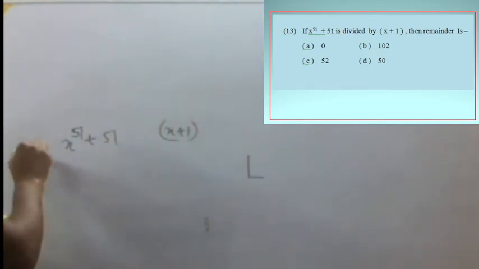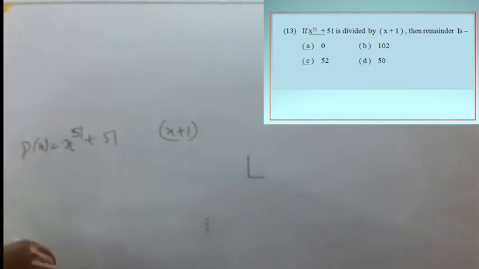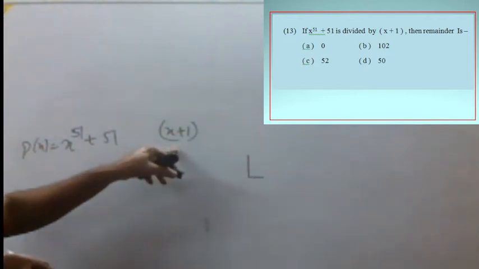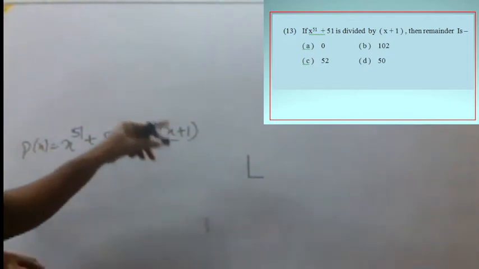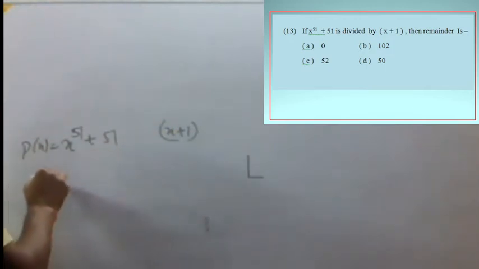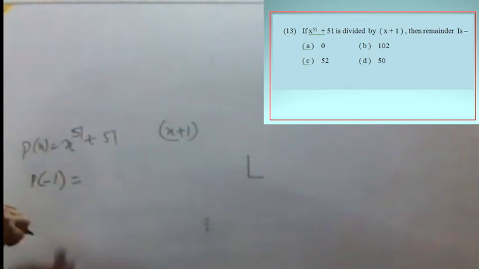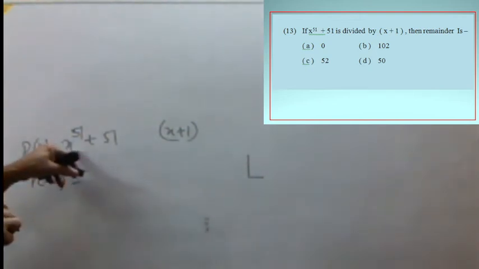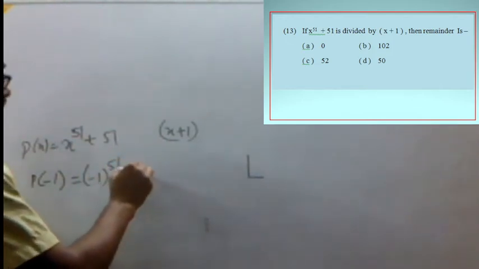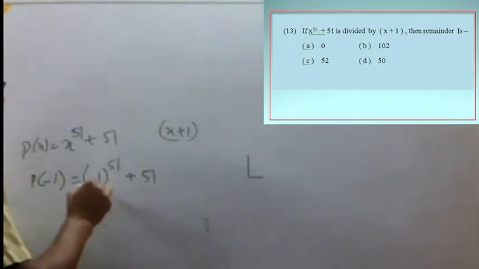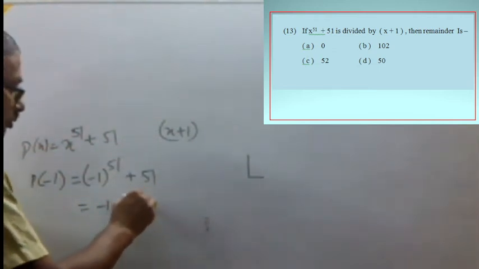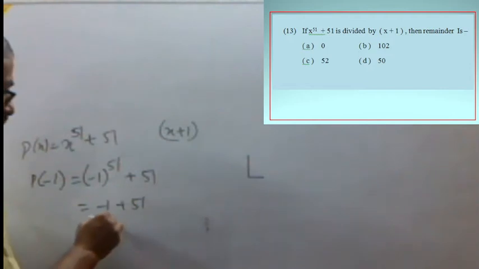If you write this as p(x), by the remainder theorem, when any polynomial of degree greater than or equal to 1 is divided by x minus a, the remainder is p of a. Here it is given x plus 1, so the remainder will be p of minus 1. Now what is p of minus 1? We have to replace x by minus 1. So minus 1 whole to the power 51 plus 51. Minus 1 to the power 51 is minus 1, plus 51. So minus 1 plus 51 is 50.